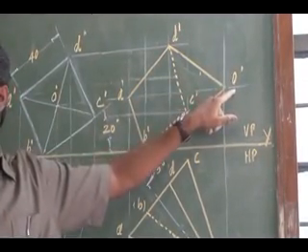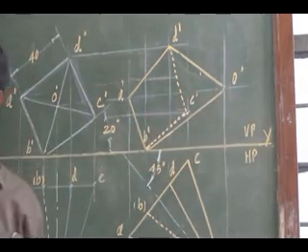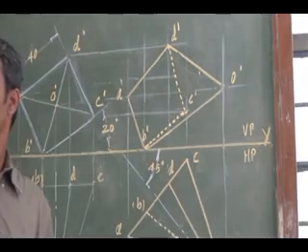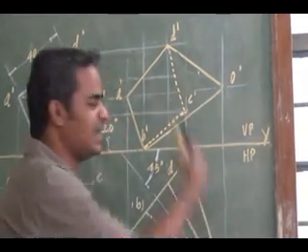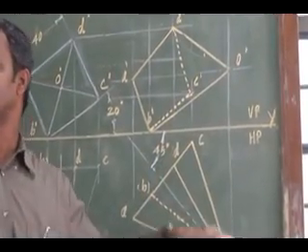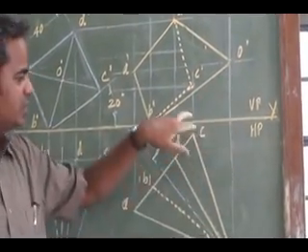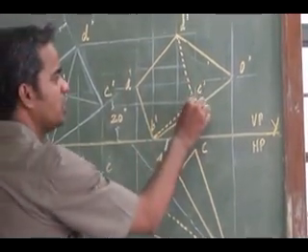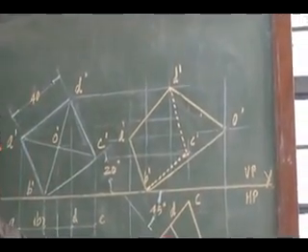What about AO? Is it a visible slant edge? What about CO? Is it a visible or hidden slant edge? How can I find it out? Look at the top view. Look at the top view, which is the nearest slant edge to the reference line. CO, that slant edge nearer to the reference line is going to be my hidden one. So joining CO will be a hidden one.